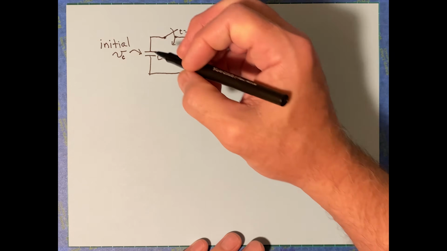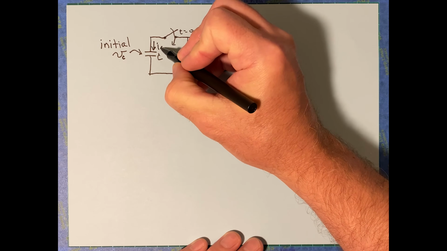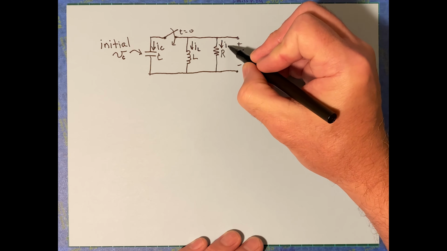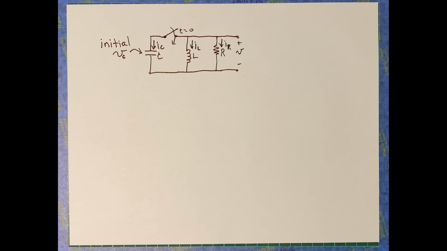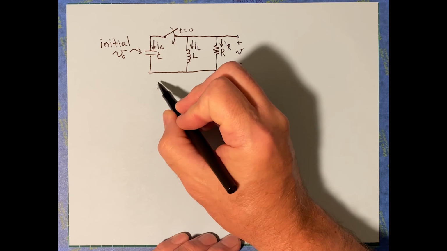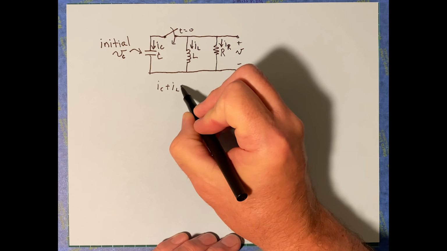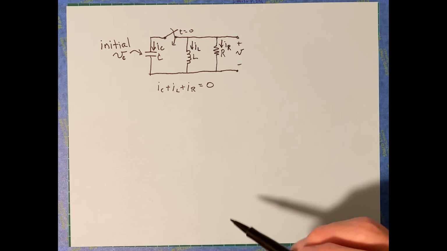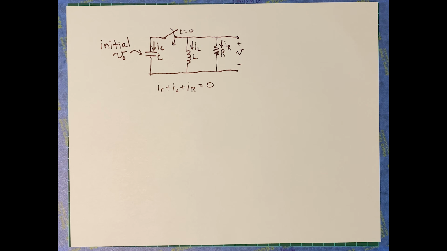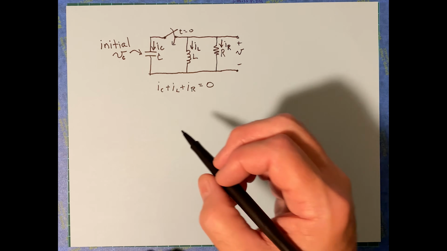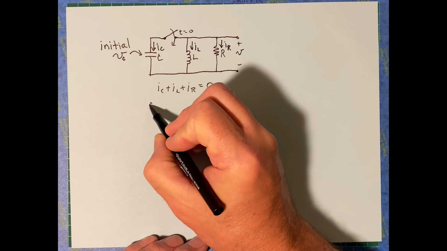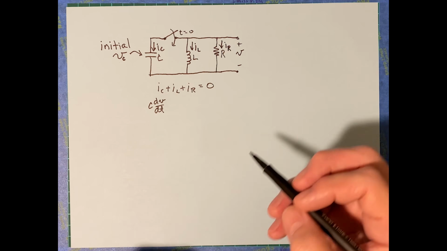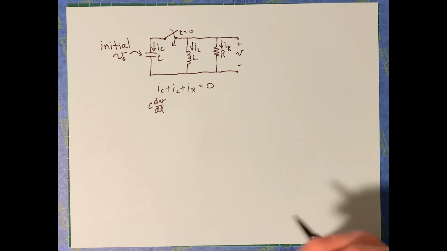So let's do this. Let's sum up the currents. Let's say that's I sub C, that's I sub L, that's I sub R, and leaving that top essential node up there, you know that I sub C plus I sub L plus I sub R has to equal 0. Well, we know the relationship between voltage and current for all of these elements, so we can write that down. For I sub C, that's just going to be C dV/dt. So we're starting with the I's, but this equation is going to be a voltage equation.